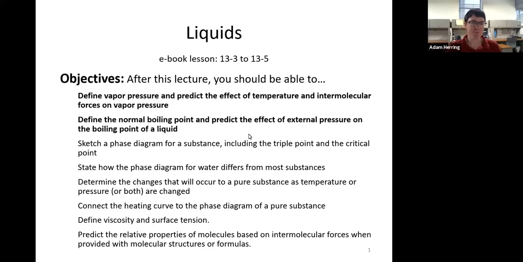Welcome back, everyone. In this video, we're going to learn about vapor pressure and the effect that temperature and intermolecular forces have on vapor pressure of a substance. Then we'll take a look at what we mean by the normal boiling point and evaluate the effect of external pressure on the boiling point of a liquid.